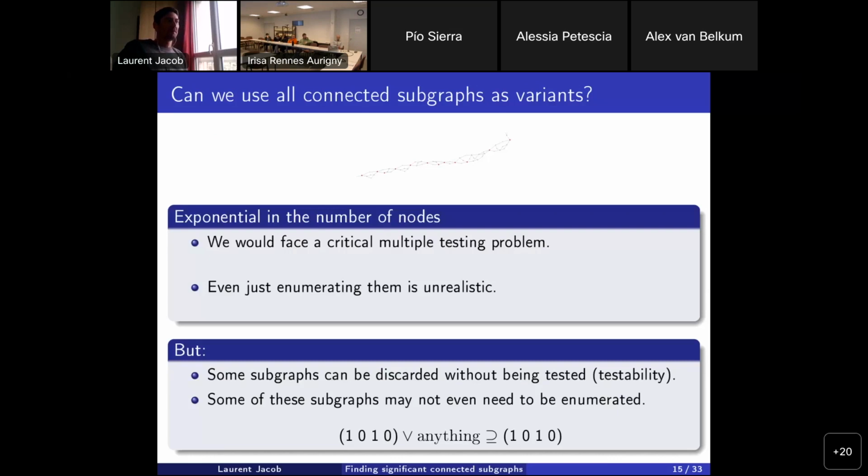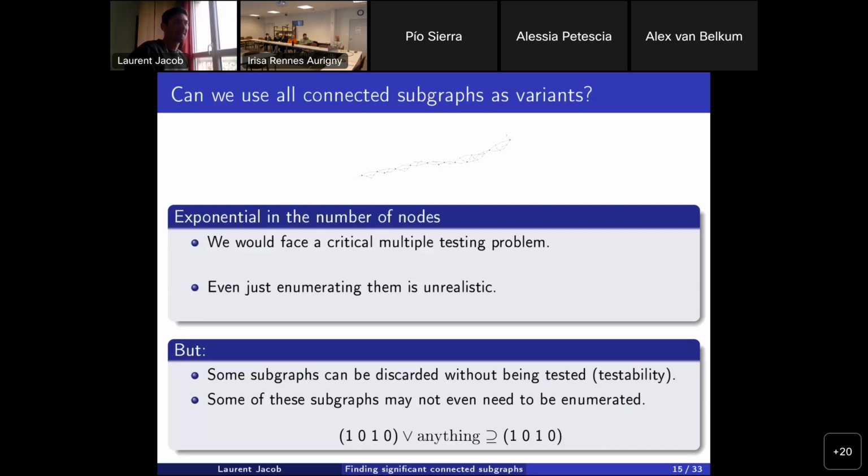So if you know anything about multiple testing, you see it will be in trouble because there will be way too many tests and there will be no power left to detect anything. And even not talking about tests or power, just enumerating all these subgraphs is probably not a good idea. So here I'm just summarizing the idea that we are going to use to solve these problems.